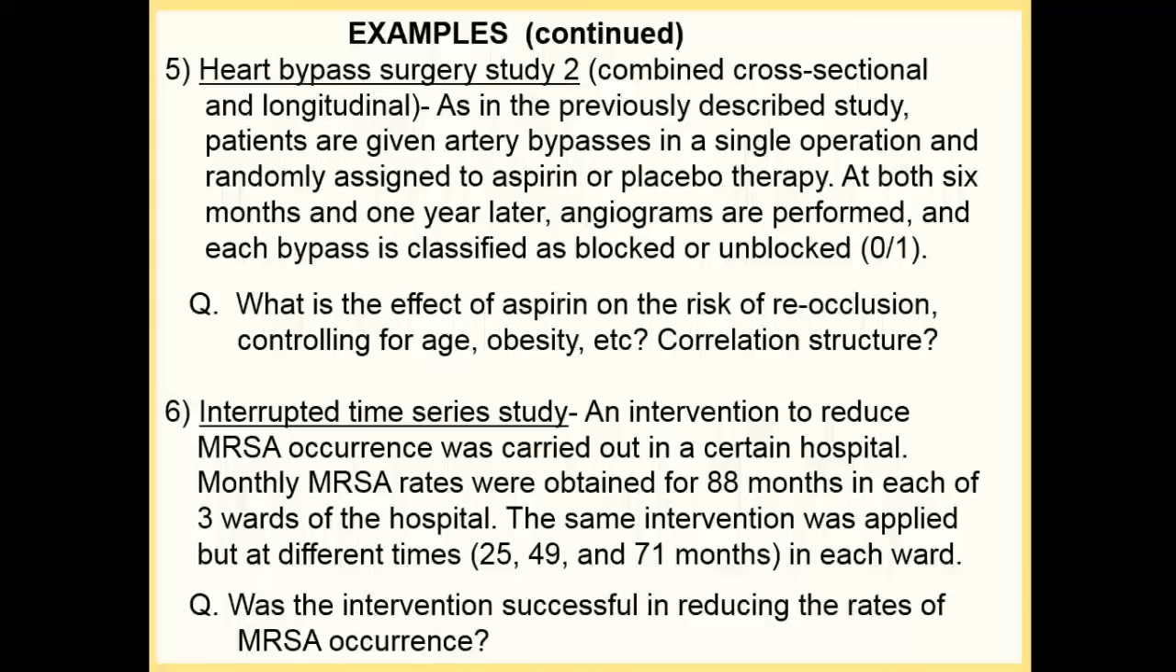So let's say you had a person who had 3 bypasses. So that person has 6 observations: 3 at time 6 months and 3 at time 1 year. Okay, so their correlation structure, their correlation matrix, is 6 by 6, because it's got 6 observations, 6 correlation times.